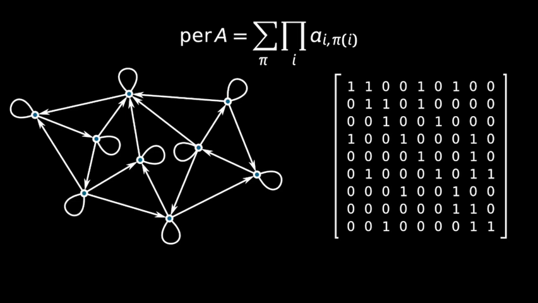First, we equip G with self-loops at every vertex. This corresponds to adding ones to the diagonal of A. The permanent is a sum over all permutations of the vertices. In this case, there are 9 vertices and thus 362,880 different permutations.